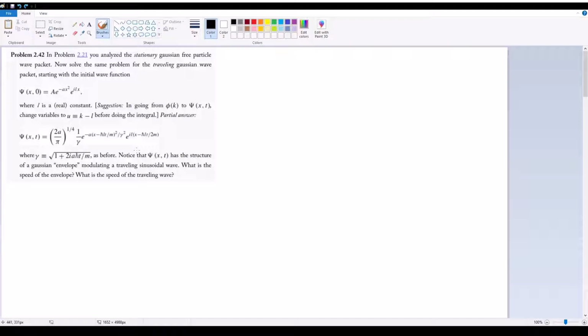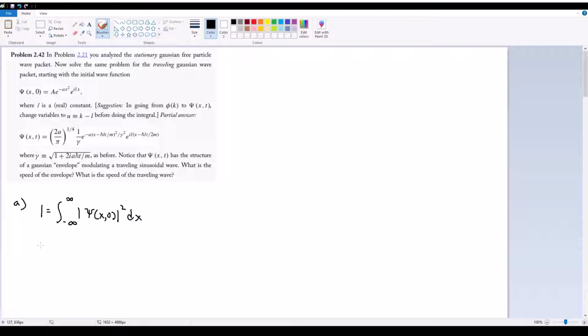So let's start with part A. 2.21a asks us to normalize this wave function. So we're trying to find 1 is equal to the integral from negative infinity to positive infinity of magnitude psi of x comma 0 squared dx. This is done in the exact same way as 2.21 was done, because note that e to the i l x, when we take the magnitude squared, just cancels out because we're multiplying by e to the negative i l x. Those two cancel out to 1.